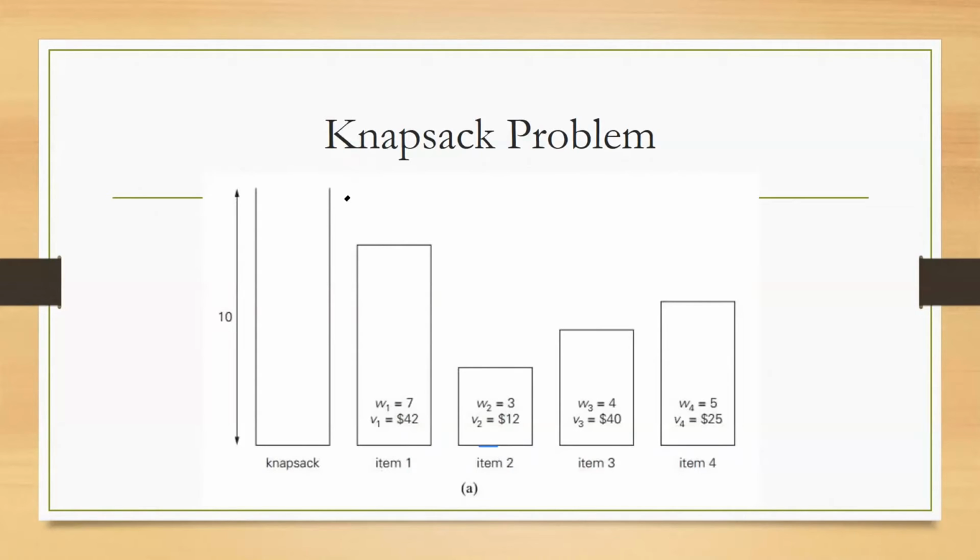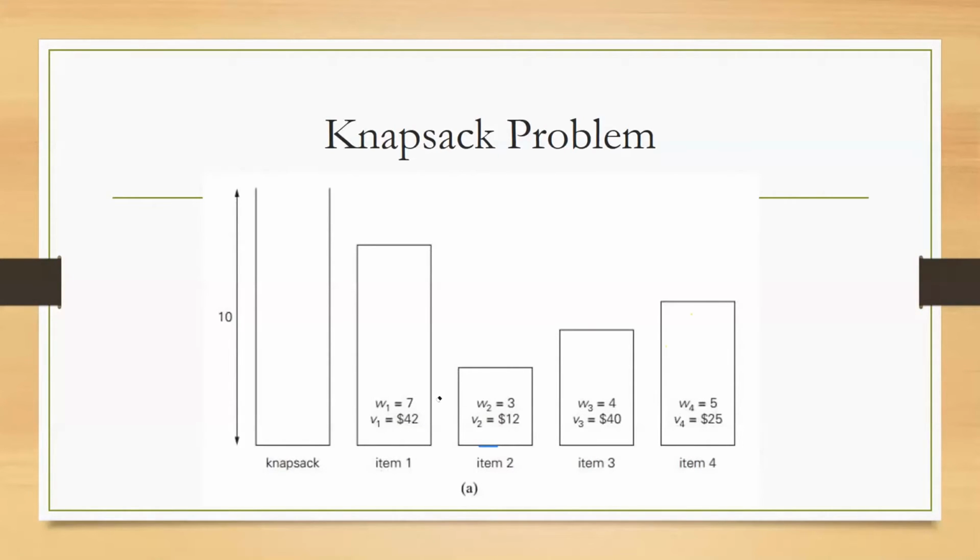So consider there is a bag. Knapsack means a bag, a container or a bag, something like that. And these are the objects. Item 1, item 2, item 3 and item 4 are the 4 objects in this example. And each item contains some profit. Below you can see value 1. V1 means it is a profit value. Some $42 is the profit that is given.